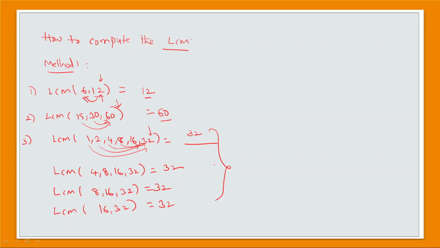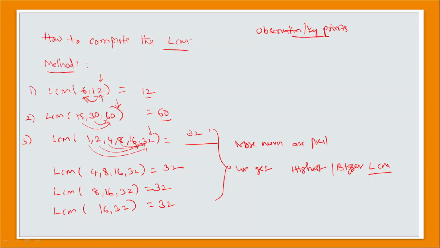So from this example we can conclude one point. One point is, if more numbers are present, it doesn't mean that we'll get the highest number or some bigger number as the LCM. So from this we can take some observations here, or some key points here.